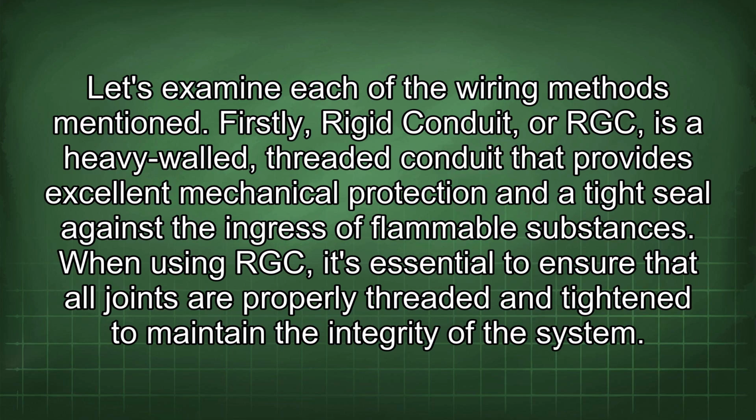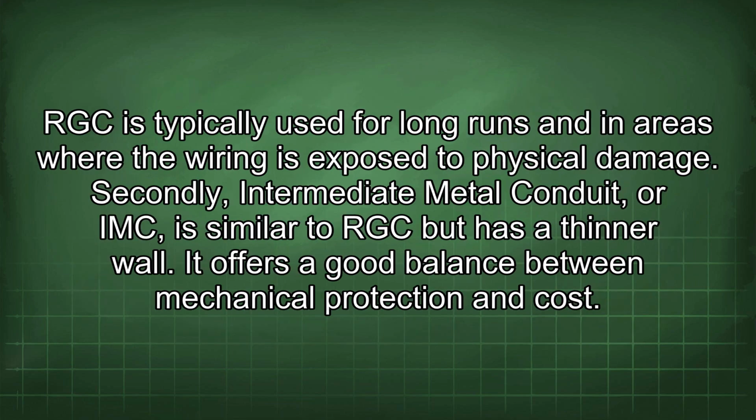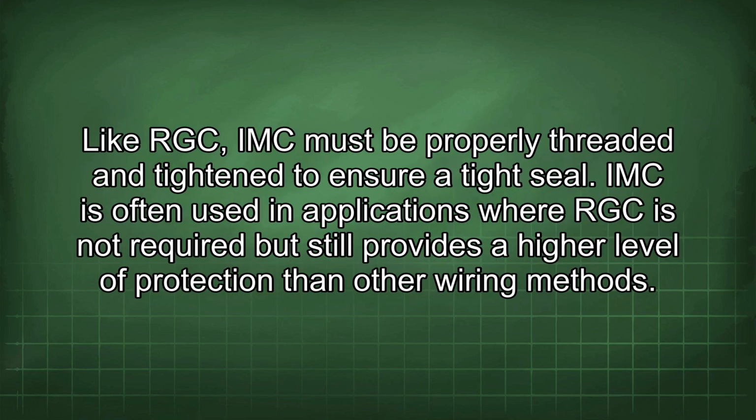When using RGC, it's essential to ensure that all joints are properly threaded and tightened to maintain the integrity of the system. RGC is typically used for long runs and in areas where the wiring is exposed to physical damage. Secondly, intermediate metal conduit, or IMC, is similar to RGC but has a thinner wall. It offers a good balance between mechanical protection and cost. Like RGC, IMC must be properly threaded and tightened to ensure a tight seal.